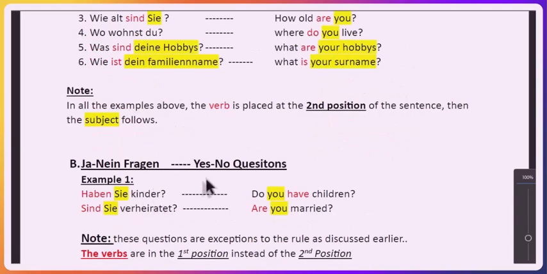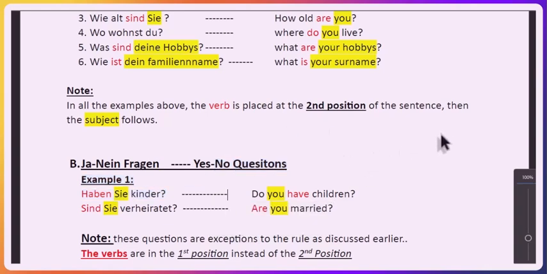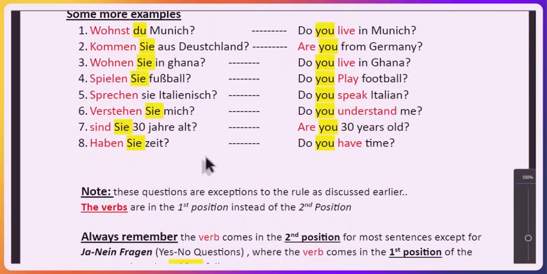In these questions, the verb will come first. This is the only exception I have today. I'll look for other exceptions later, but in most sentences the verb is second. Here, in yes or no questions, the verb comes first.